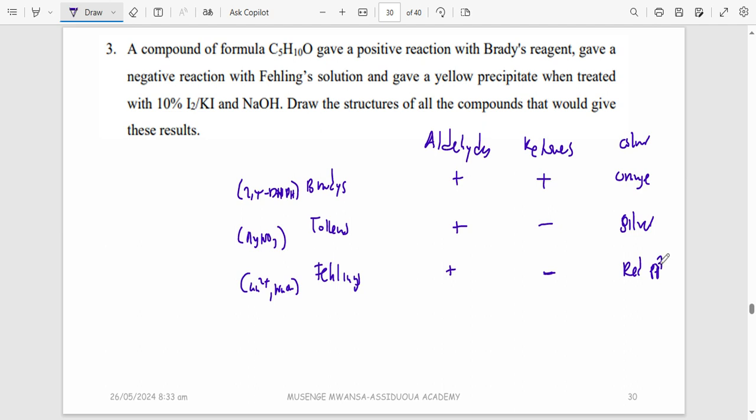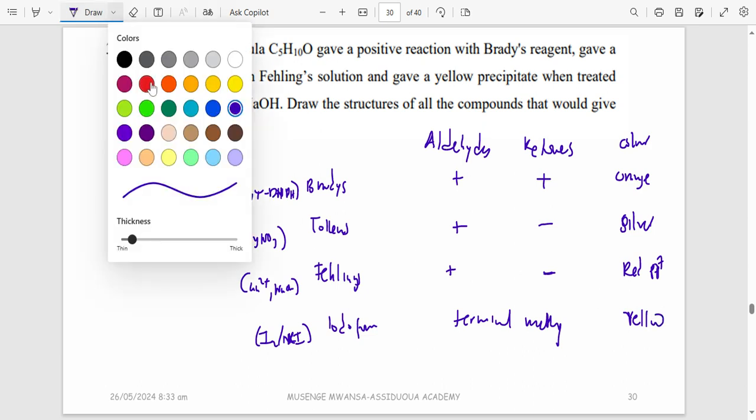The last test is the iodoform test, and it is a test for a terminal methyl group. How do you know that it's iodoform? You see a mixture of iodine with sodium hydroxide, or potassium iodide, or something that has iodine. It's a terminal methyl. It doesn't matter where it is, terminal methyl. And this one is going to give us a yellow precipitate if it is positive.